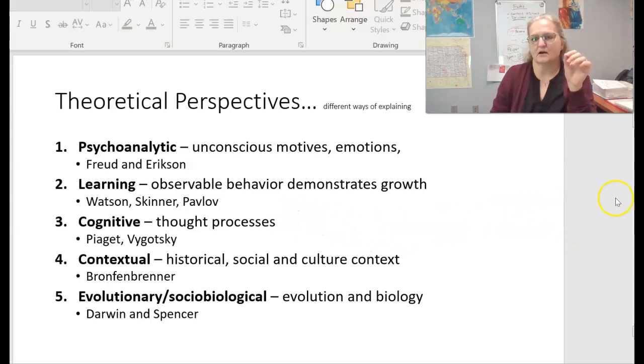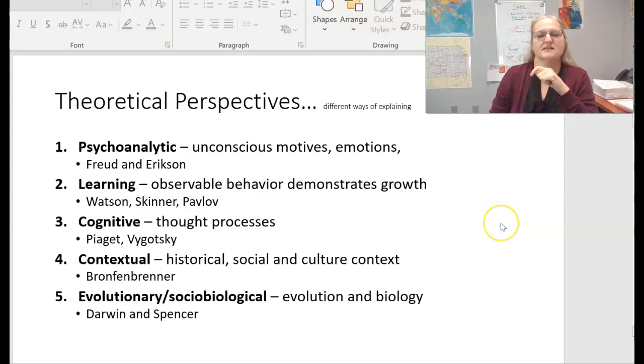Learning theories are really focused on observations, the changes in behaviors that an observer can see and can measure. So we'll talk about Pavlov, if you're familiar with Pavlov and the slobbering dogs from psychology, Watson and Skinner.